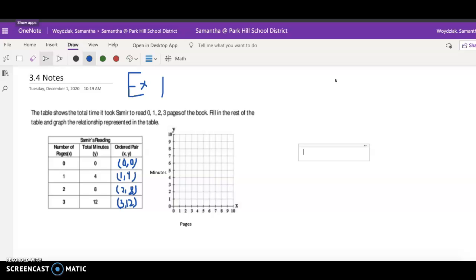This is 3.4, example number 1. It says the table shows the total time it took Samir to read 0, 1, 2, 3 pages of the book. Fill in the rest of the table and graph the relationship represented in the table.